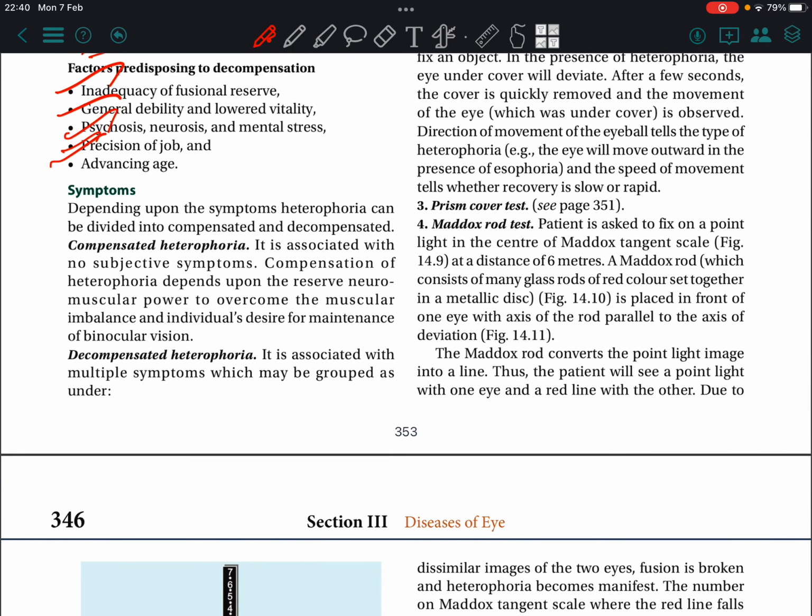Symptoms: depending upon the symptoms, heterophoria can be divided into compensated and decompensated. Compensated heterophoria is associated with no subjective symptoms. Compensation of heterophoria depends upon the reserved neuromuscular power to overcome the muscular imbalance and the individual's desire for maintenance of binocular vision. Decompensated heterophoria is associated with multiple symptoms, which may be grouped as under.